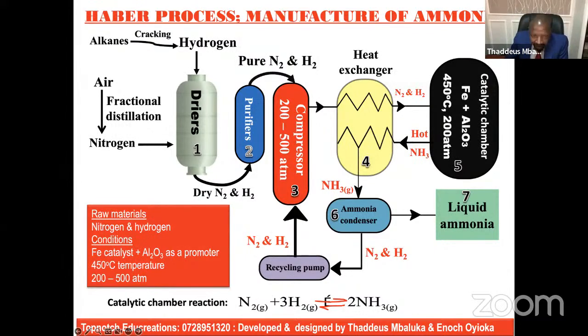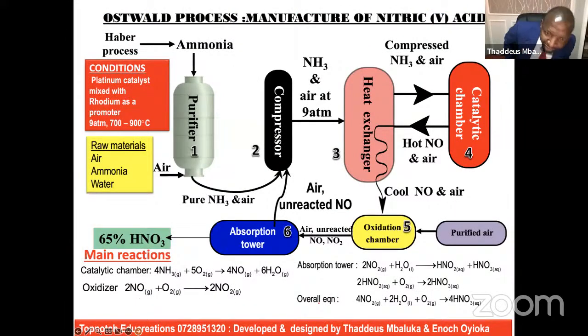Now we go to the next, and as you're going to see, now look at this. Now this one manufactures nitric 5 acid.